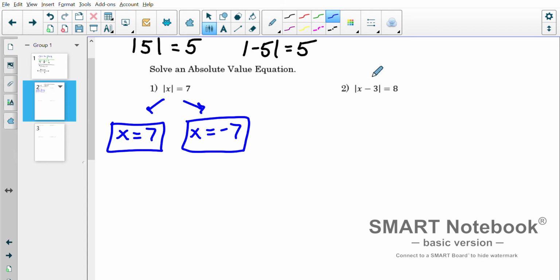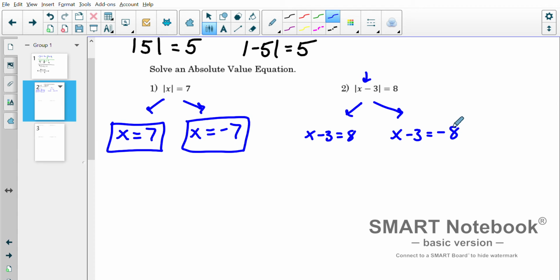So, number 2. Now it's saying the absolute value of x minus 3 equals 8. So this value here, x minus 3, has to be 8 units away from 0. So when we split this up, we get x minus 3 equals 8. Okay, that's if we went to the right. But we also get x minus 3 equals negative 8, because 8 units from 0 to the left is negative 8.